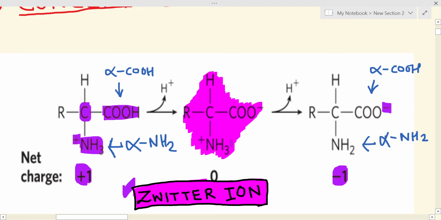When the ammonium group releases its hydrogen ion, then it will become NH2. And the net charge on this compound is now -1. As you can see, there is only one negative charge here. So zwitter ion is very important because it is having one positive and one negative charge, giving overall zero charge on the compound.